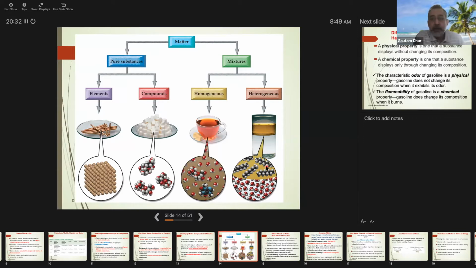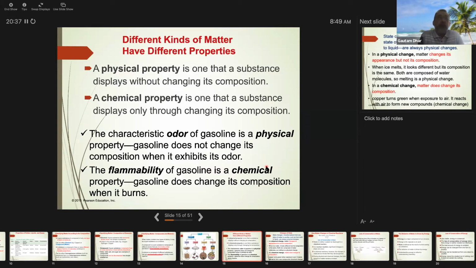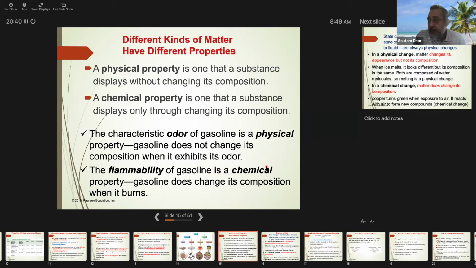Okay, now we'll look at properties of matter. When you think of properties, it is behavior, right? So there are two kinds of properties we can think of: physical property and chemical property. A physical property is one that a substance displays without changing the composition. Like color. If you look at the color, nothing changes. It displays the color, and we say, okay, this is red, this is yellow. Color is a physical property because when it is displaying that property, nothing changes.